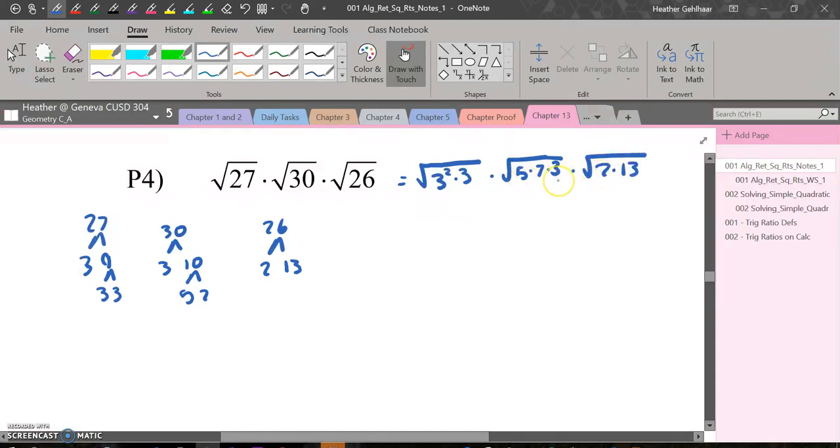The only reason why I say to do it least to greatest is that you kind of have, it's organized. You're able to see what you're working with. It's not wrong if you do it backwards. It just makes things a little bit more messier.